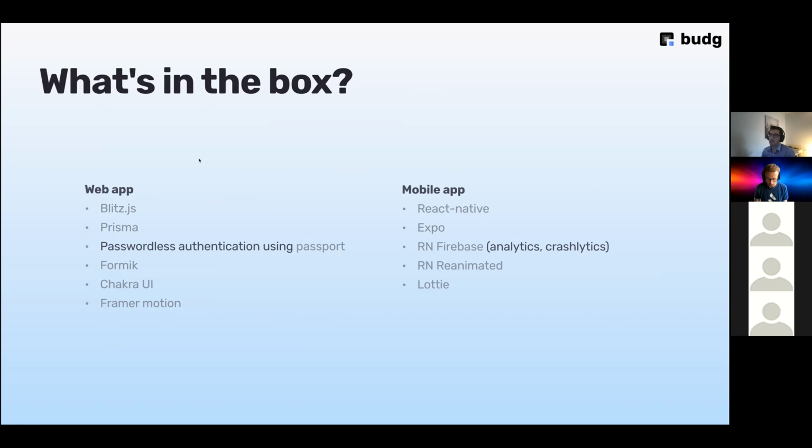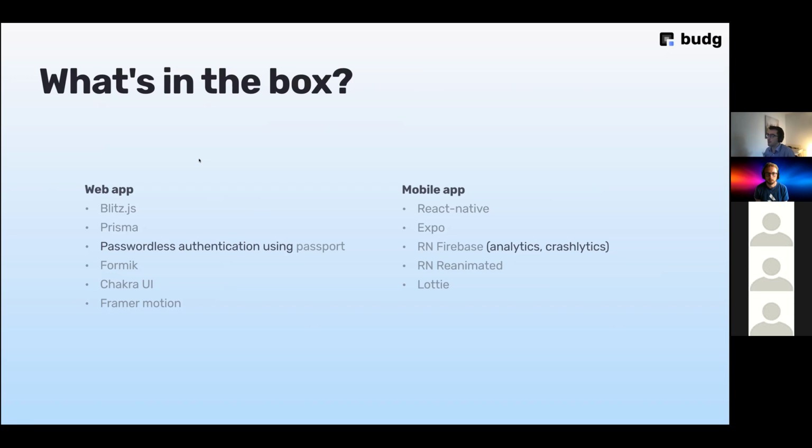What's in the box? On the web app, as I was saying, Blitz.js with Prisma and Passport for having a passwordless authentication. For the forms, I'm using Formik. It's not the default one, but it's actually the one I know the most, so I just use it. Chakra UI as a component library, and Framer Motion for animations.